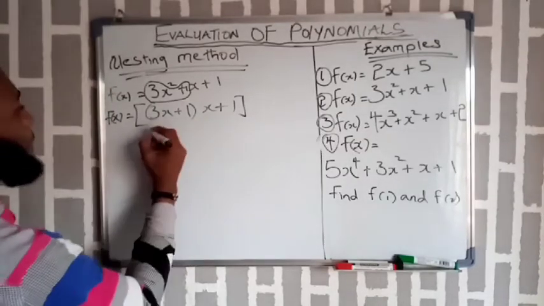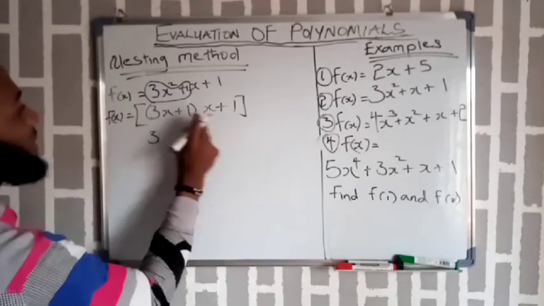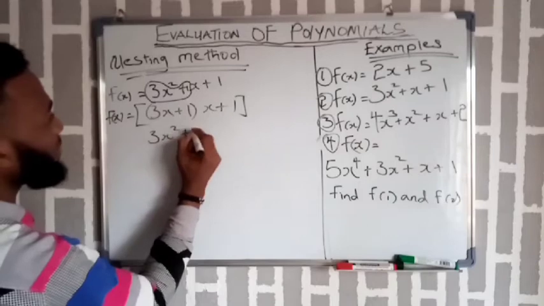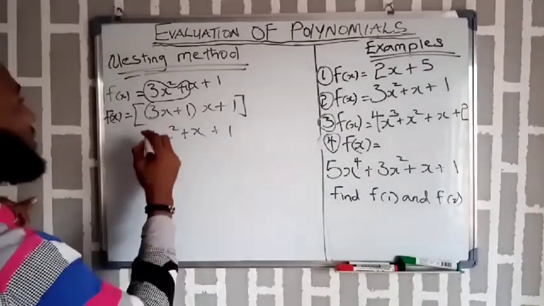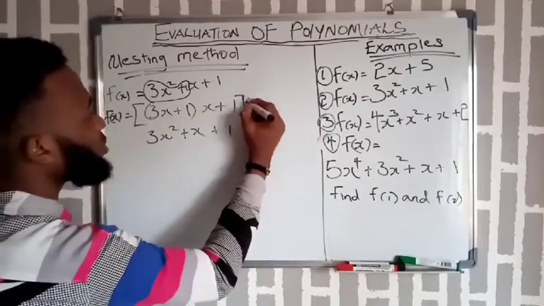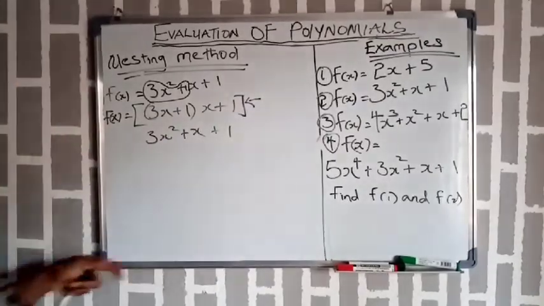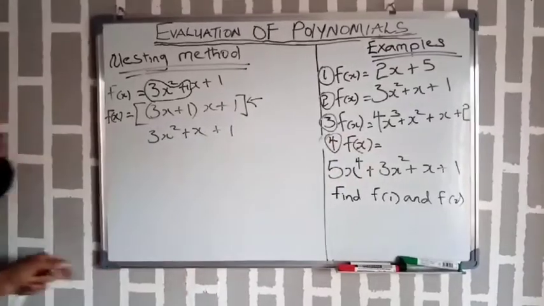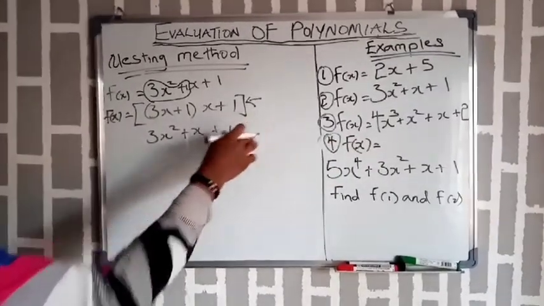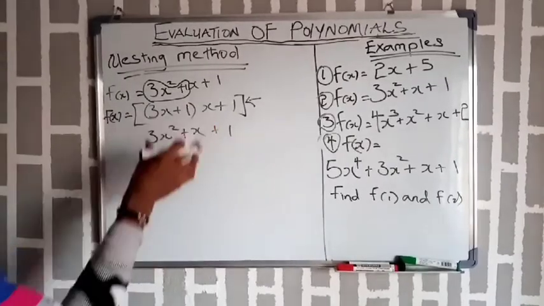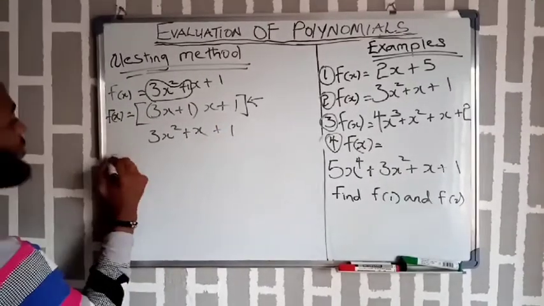Let's open it up. This multiplying this is 3x squared plus x plus 1. Still the same thing. But we make it this way to make it easier for us when we're solving more complex powers, like 4x to the power 4, 4x to the power 5, 4x to the power 6. If you nest it like this, it makes it very easy for you. So after nesting it this way, we now say f of 1.